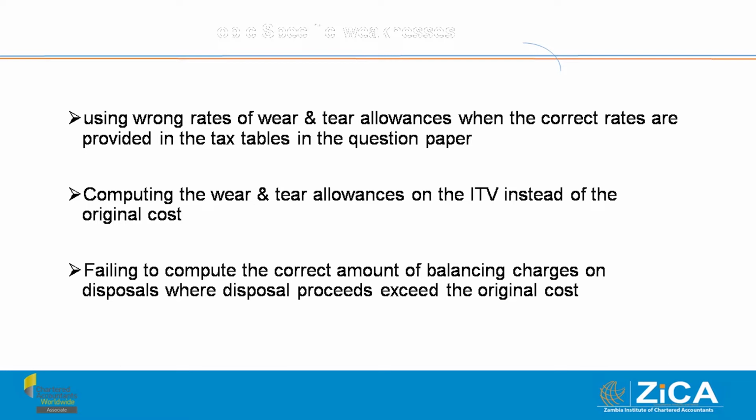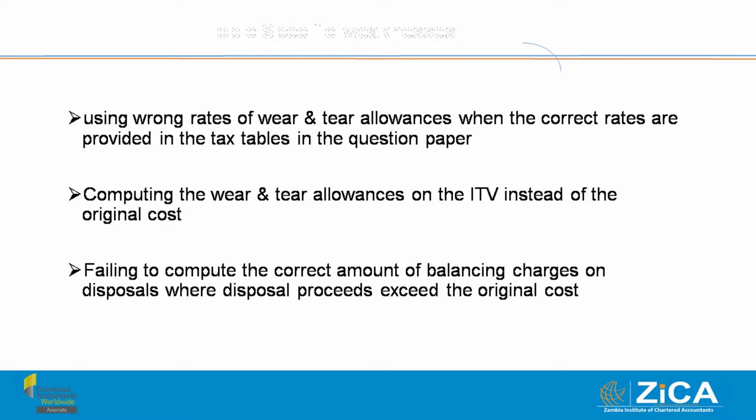Another challenge is dealing with the disposal of assets. In a year that an asset is sold, you don't compute the wear and tear allowance. In the year that an asset is sold, you compute either a balancing charge or a balancing allowance by comparing the income tax value of that asset with the disposal proceeds, restricted to the original cost where the disposal proceeds exceed the original cost.